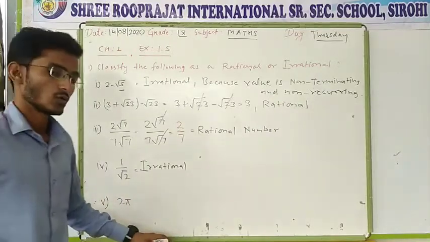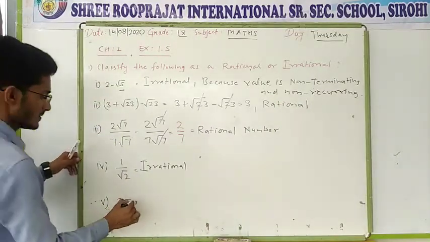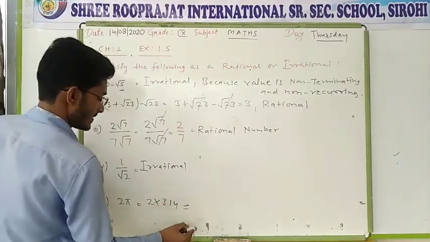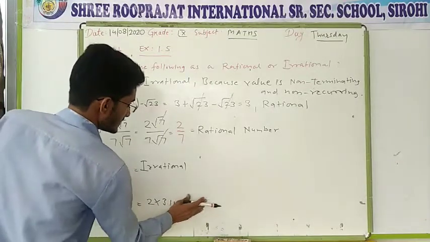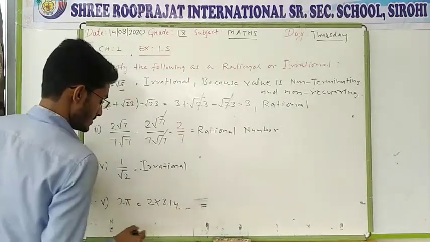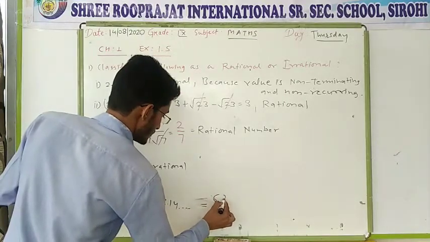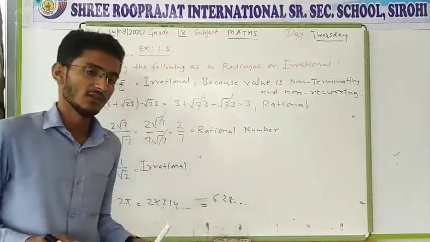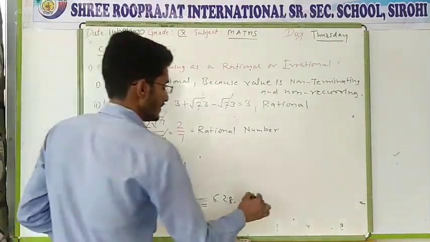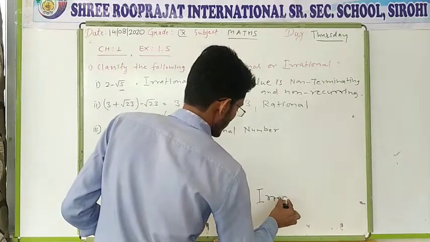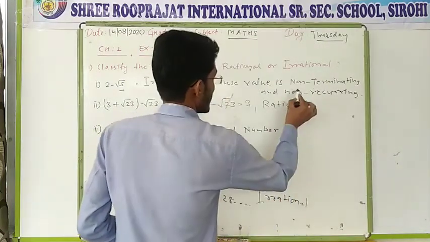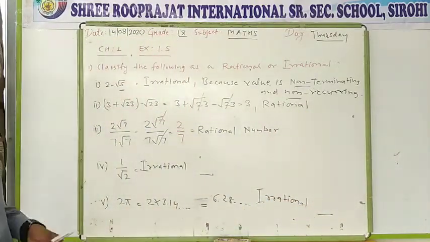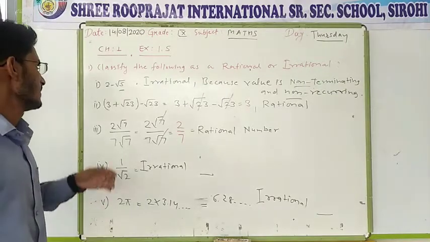And last one, 2 pi. The value of pi is 3.14. So if you multiply, you will get 6.28 and it continues. It is a non-terminating and non-recurring value. So it is again an irrational number. You can write that line over here and here. Okay, so that's the solution for question number 1.